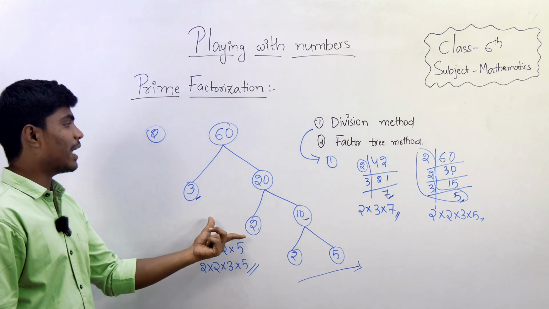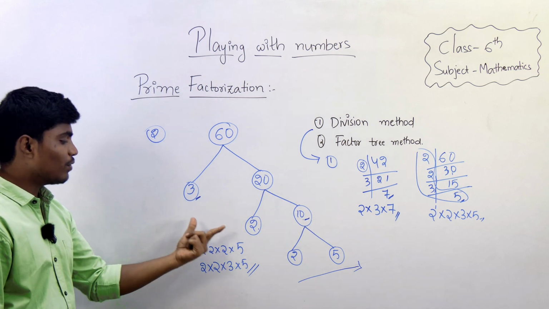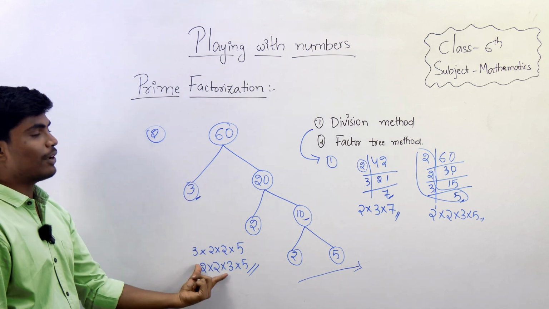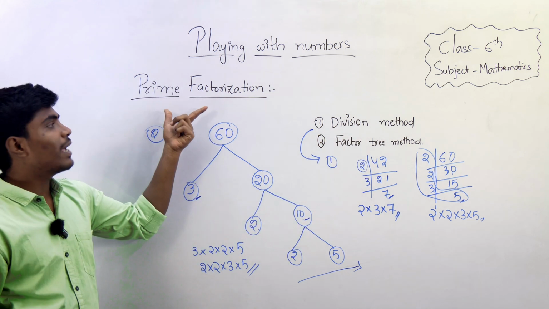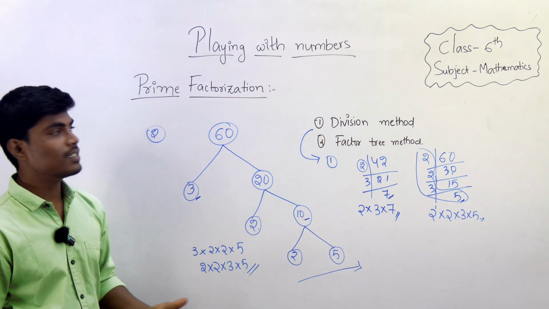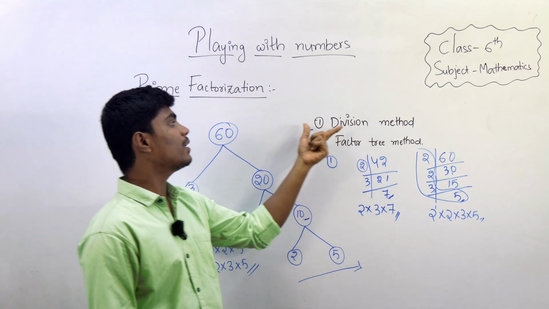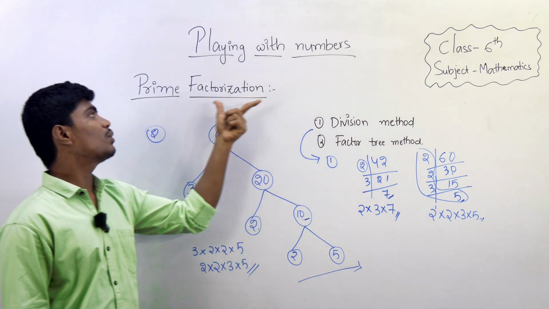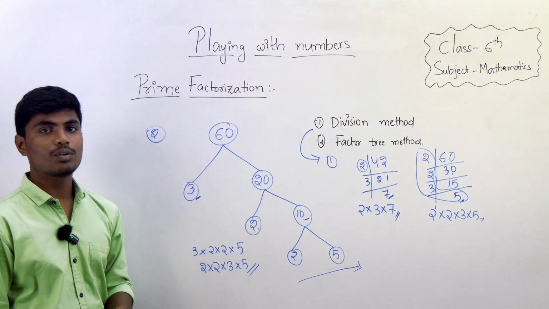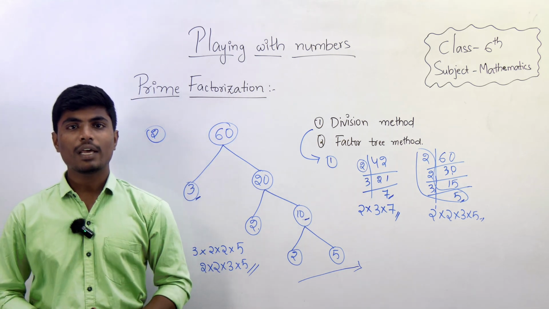See, in this way we check and write the prime factors using the division method and the factor tree method. Okay, we have learned what prime factorization is, what the division method and factor tree method are, and how to use these to find prime factorization. Now let's move to the exercise.